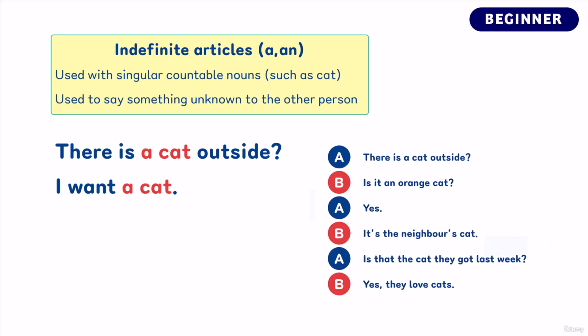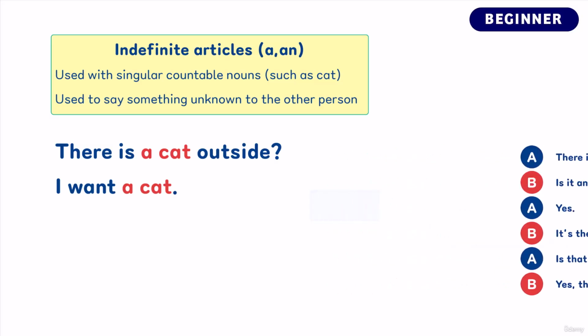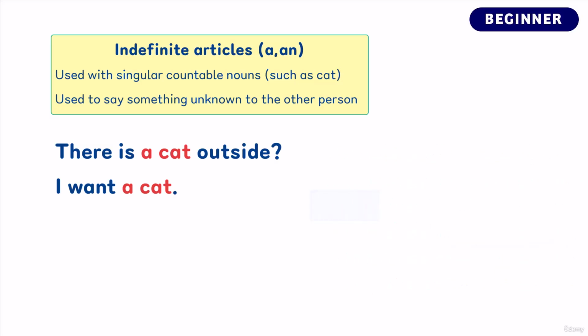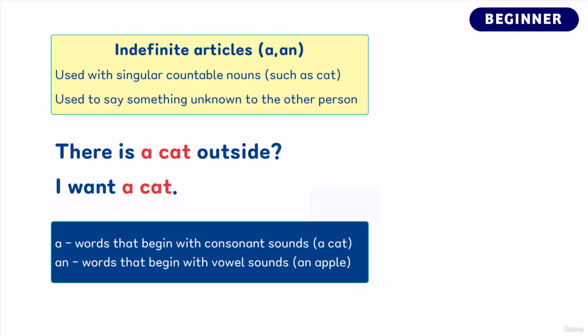And later on in the conversation, when person B refers to the cat as the neighbor's cat, he uses the definite article "the" as he is specifying the cat, the neighbor's cat. We will discuss more about the definite article "the" in the next lesson. In terms of using the article "a" or "an", we use "a" when the noun begins with a consonant sound. And cat begins with the sound k, so we say a cat. On the other hand, we use "an" when the noun begins with a vowel sound. So for the word apple, since it begins with the sound a, we say an apple.